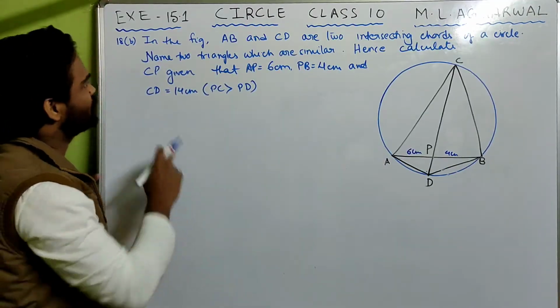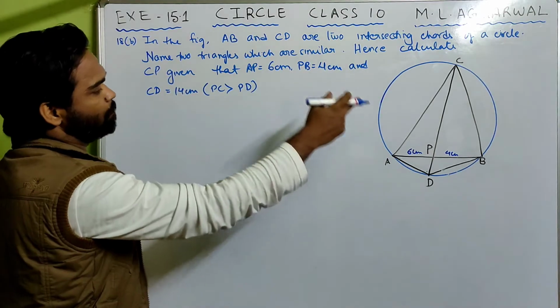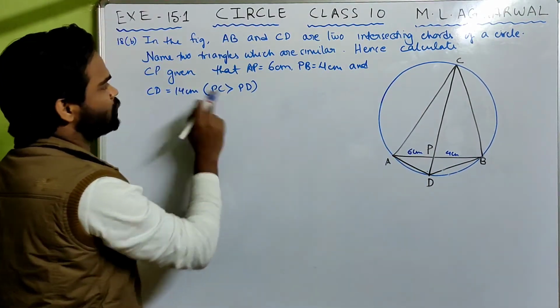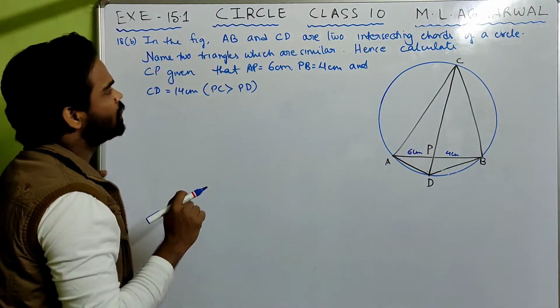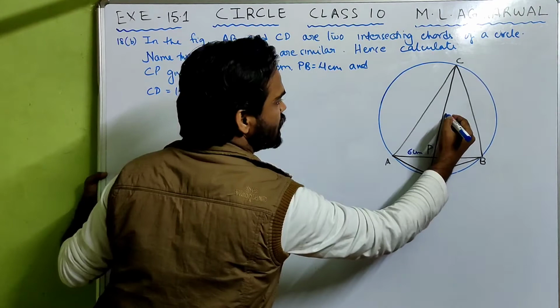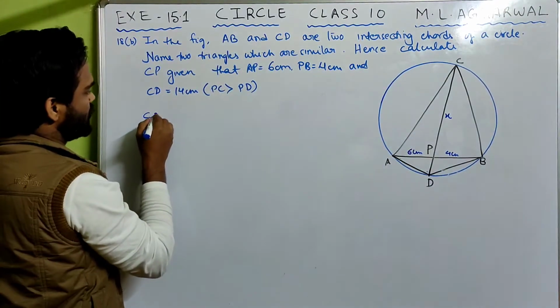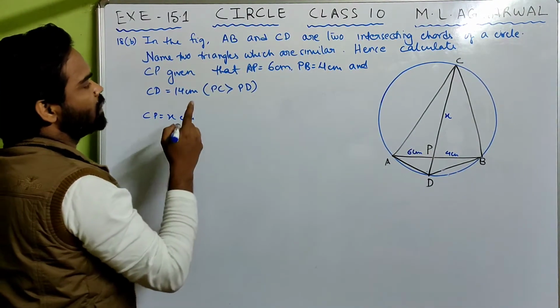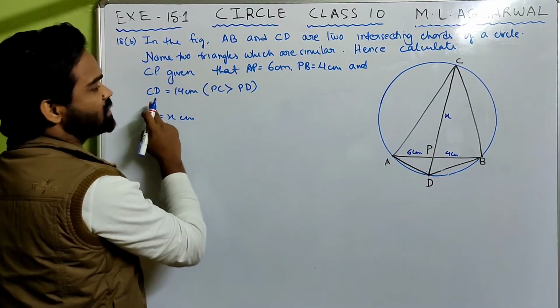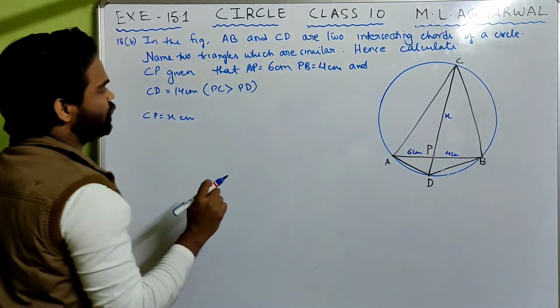Now look at this sum. Sum number 18 part B. In the figure AB and CD are two intersecting chords of a circle. Name two triangles which are similar. We'll see that. Hence calculate CP. Suppose we take CP as X centimeter. Given that AP is 6, PB is 4 and CD is 14.